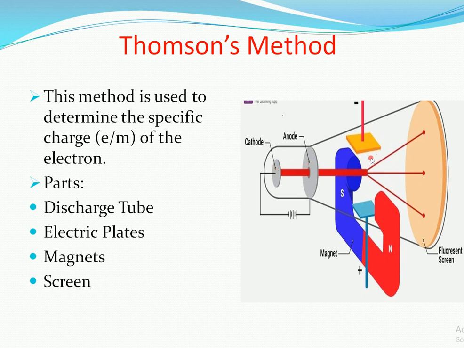After that, two electric plates through which the electric field is applied. By using these two strong magnets, the magnetic field is applied. The electric field and magnetic field are perpendicular to each other. And this is the screen. The electrons are emitted from the surface of the cathode, and these electrons travel towards the region between the electric field and the magnetic field.